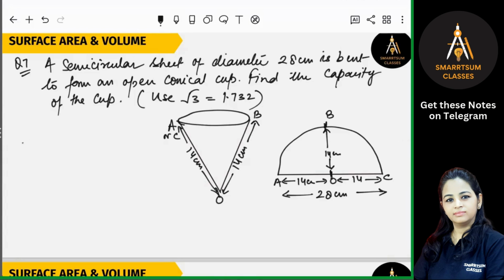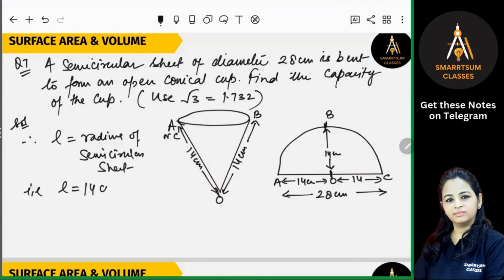That means for this cone, L is the radius of the semicircular sheet, that is L is equal to 14 centimeter. Is that clear? Now, what we have to find? We have to find the capacity of the cup, right?